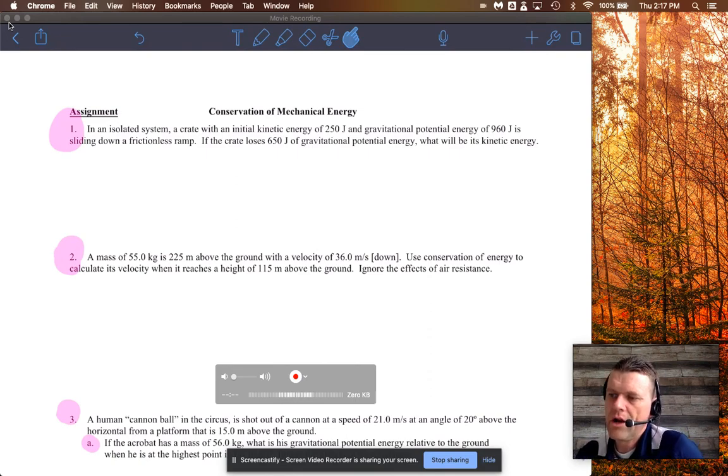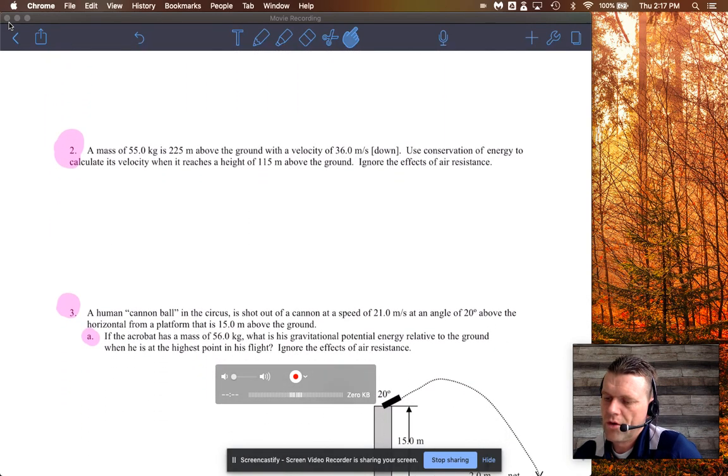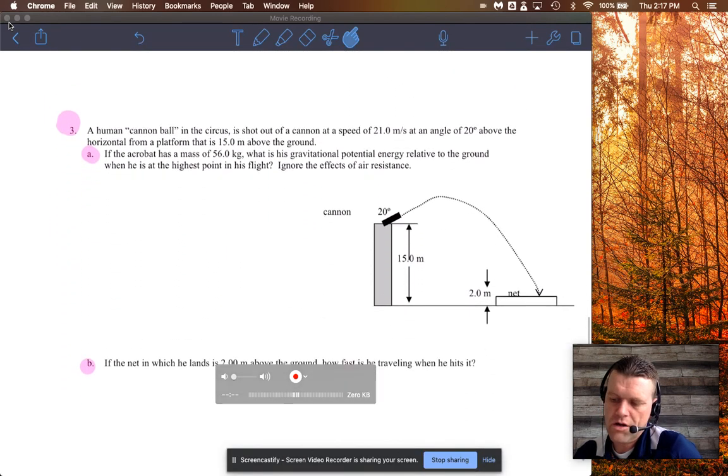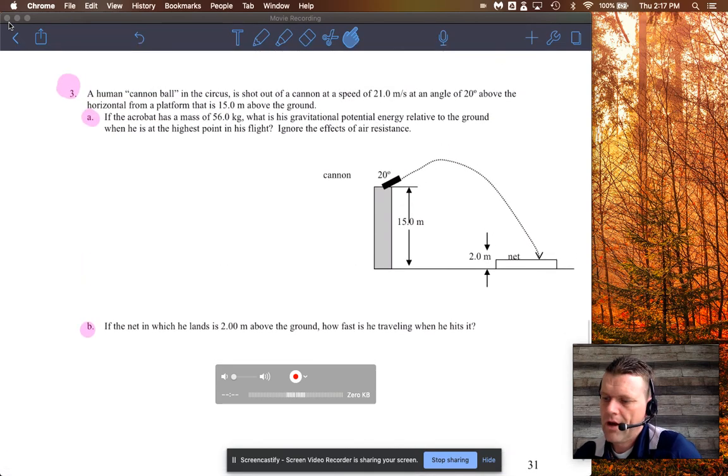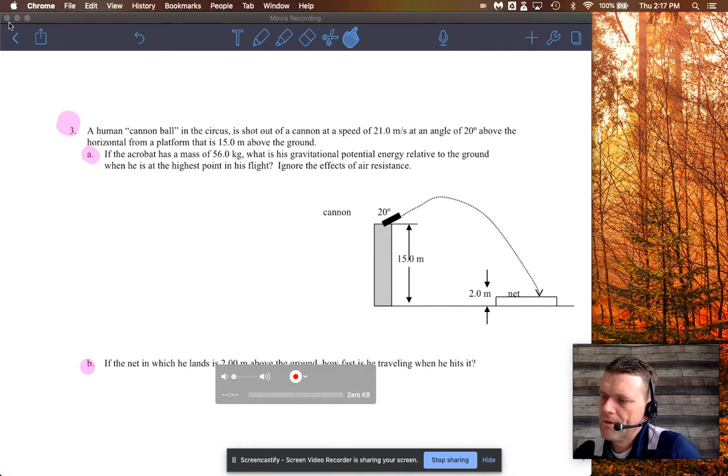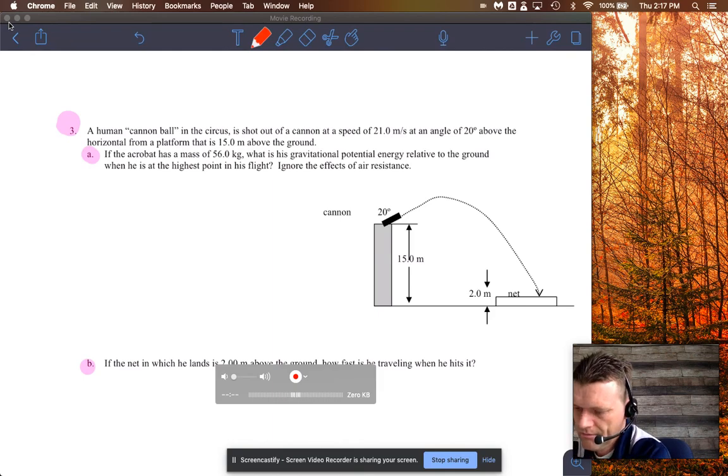On this one, I will post the answers to these, but I do want you to work through 1, 2, and 3 here. Maybe I will give you a hint on 3A just for starters. So we're shooting a human cannonball in the circus. We shoot it out at a speed of 21 meters per second at an angle of 20 degrees above the horizontal.